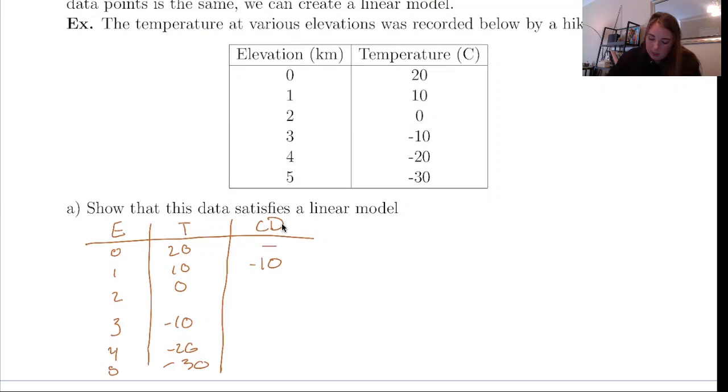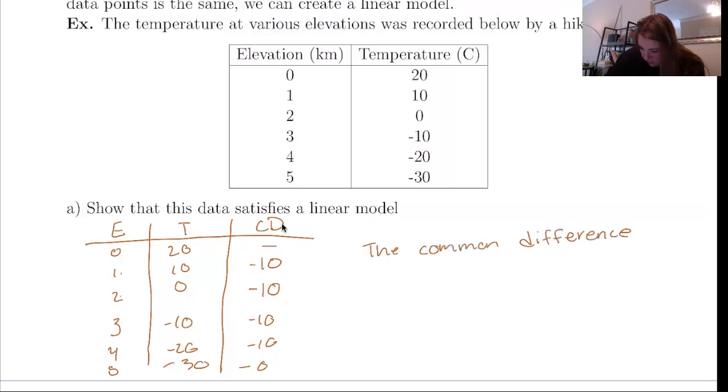So then if I'm going up 1 kilometer to 2 kilometers and the temperature goes from 10 degrees to 0 degrees, that's also going down. The difference there is negative 10. It's going down. And then we keep seeing that. Great. So then we can say that the common difference is negative 10 degrees Celsius.